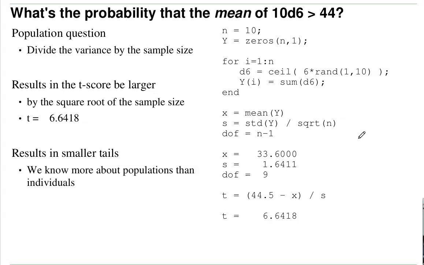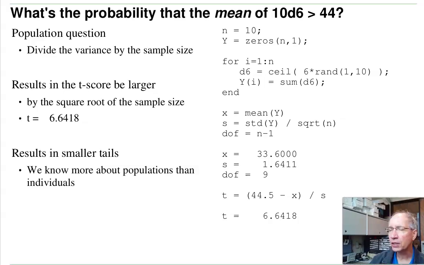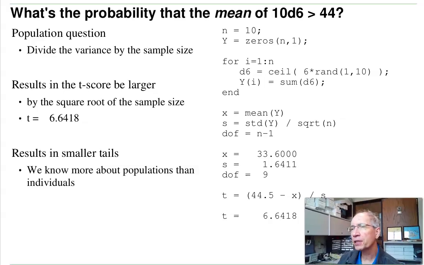So this is a kind of subtle difference. Here I'm asking about populations rather than individuals. I want to know, rolling 10 six-sided dice, it does have an average. That's just a number. Can I estimate that average from my data? When you're estimating a number, like the population's average, the more data I have, the more precisely I can know that answer. So for population questions like this, I divide the variance by the sample size, or equivalently, divide the standard deviation by the square root of sample size.